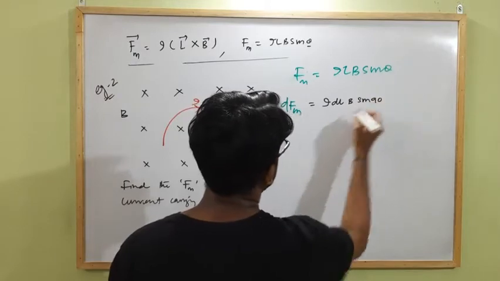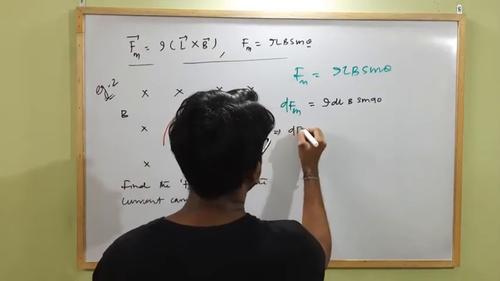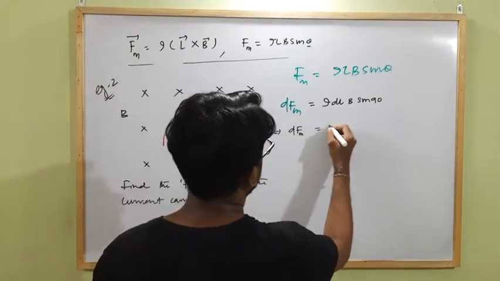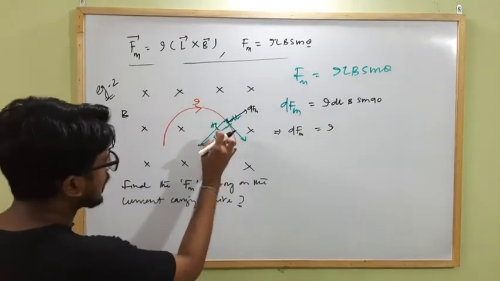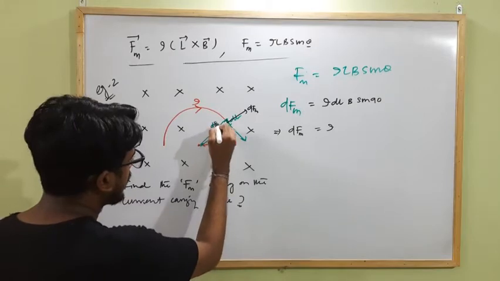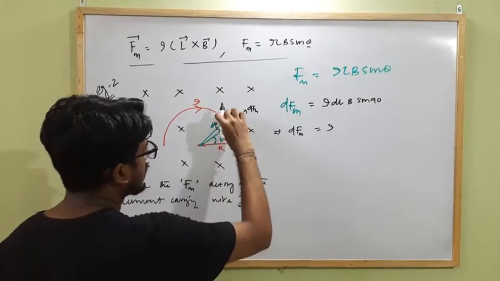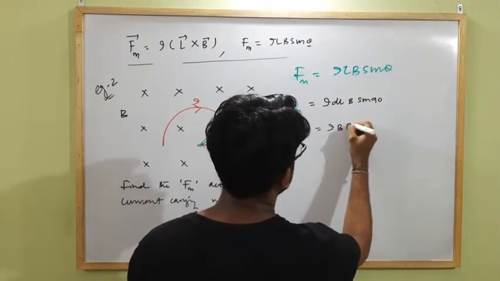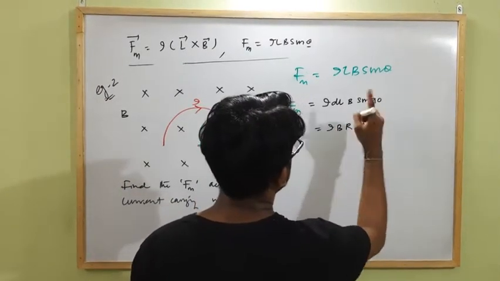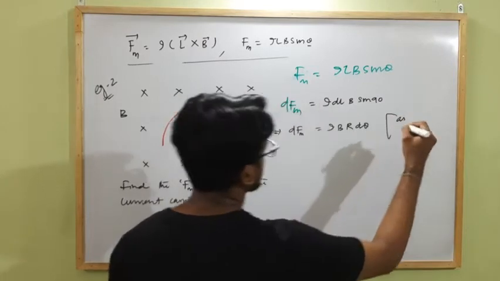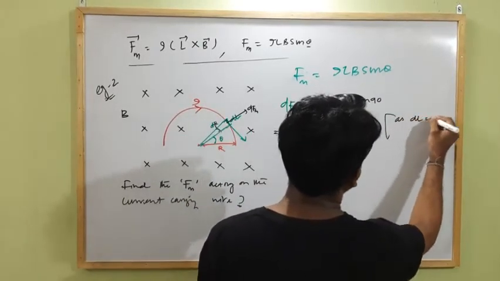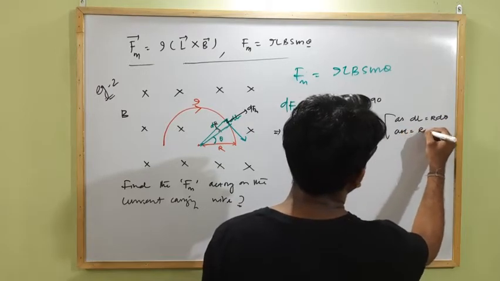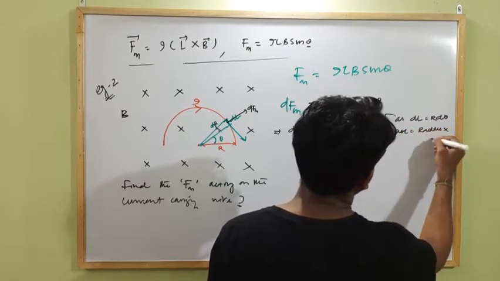So sin 90. This implies dFm, the magnetic force acting on this small segment dl, will be I in place of dl. As this angle is d theta and the radius is r, the arc length dl will be r d theta. So B r d theta, sin 90 will be 1, as dl equal to r d theta, arc equals radius into angle.